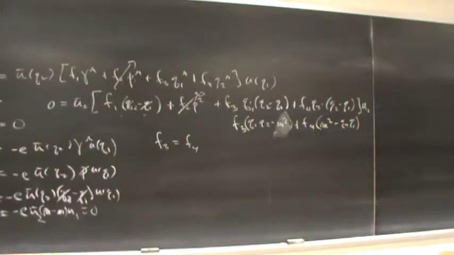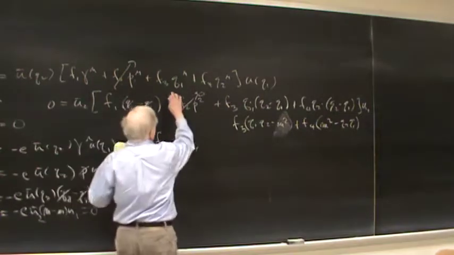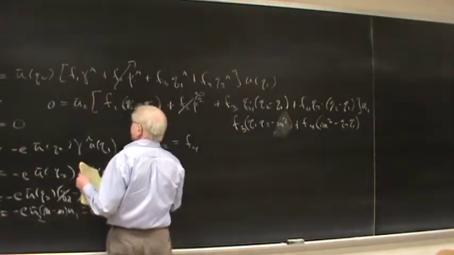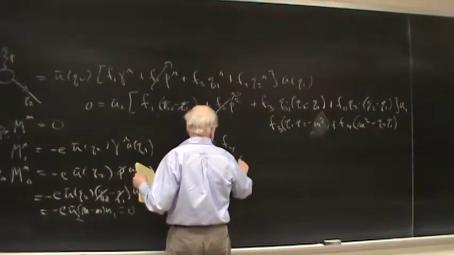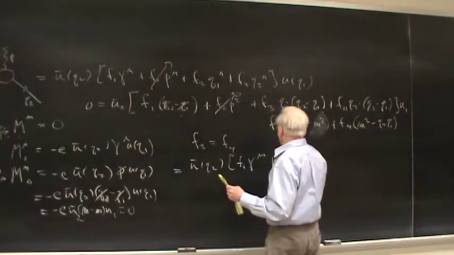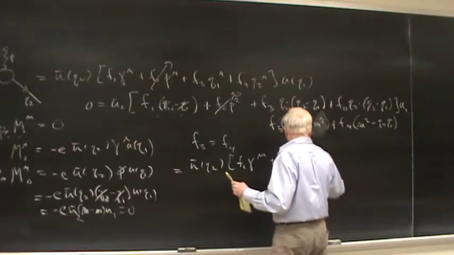So once we've got it of this form, we can say it has a gamma mu term, and then it has two terms like this. But that means that what we're dealing with is U bar of Q2, F1 gamma mu, plus, let us say, F3, Q1 mu plus Q2 mu.